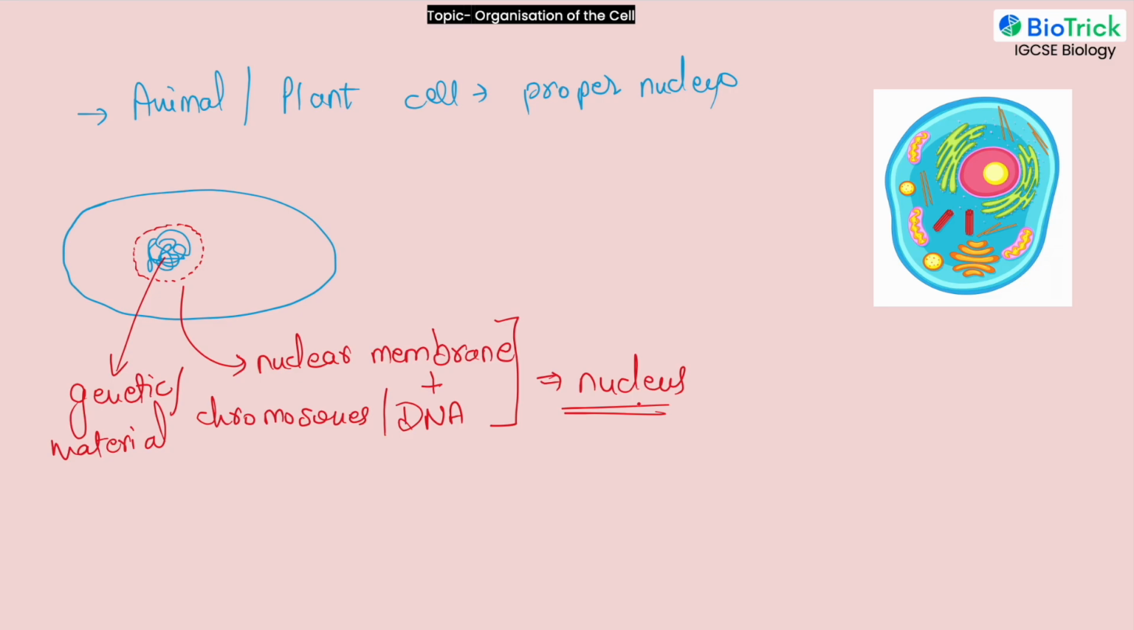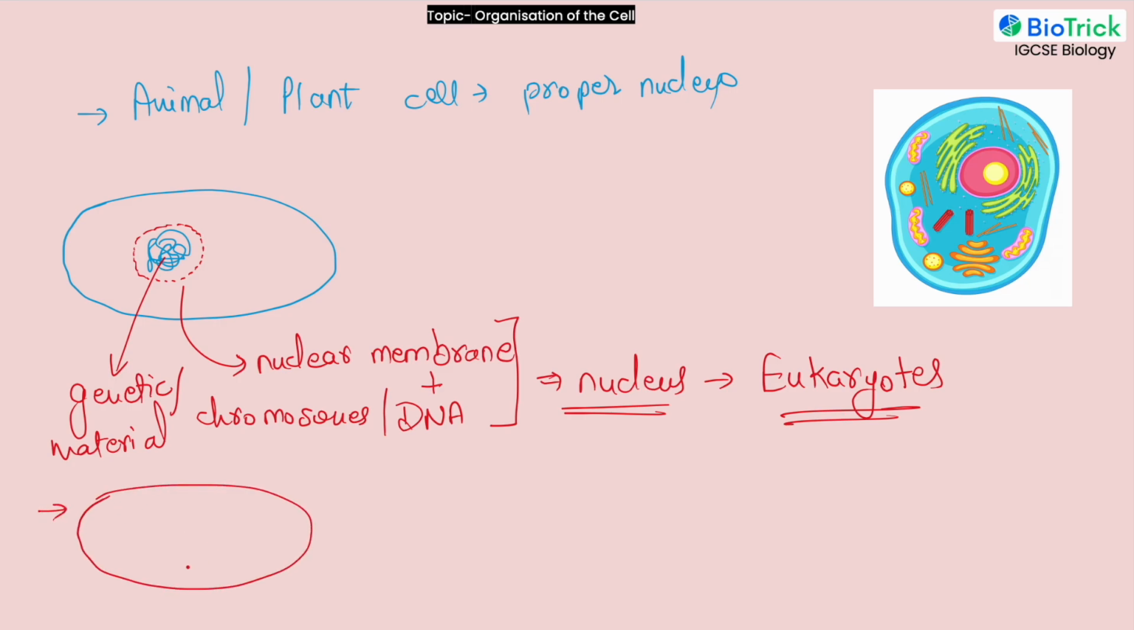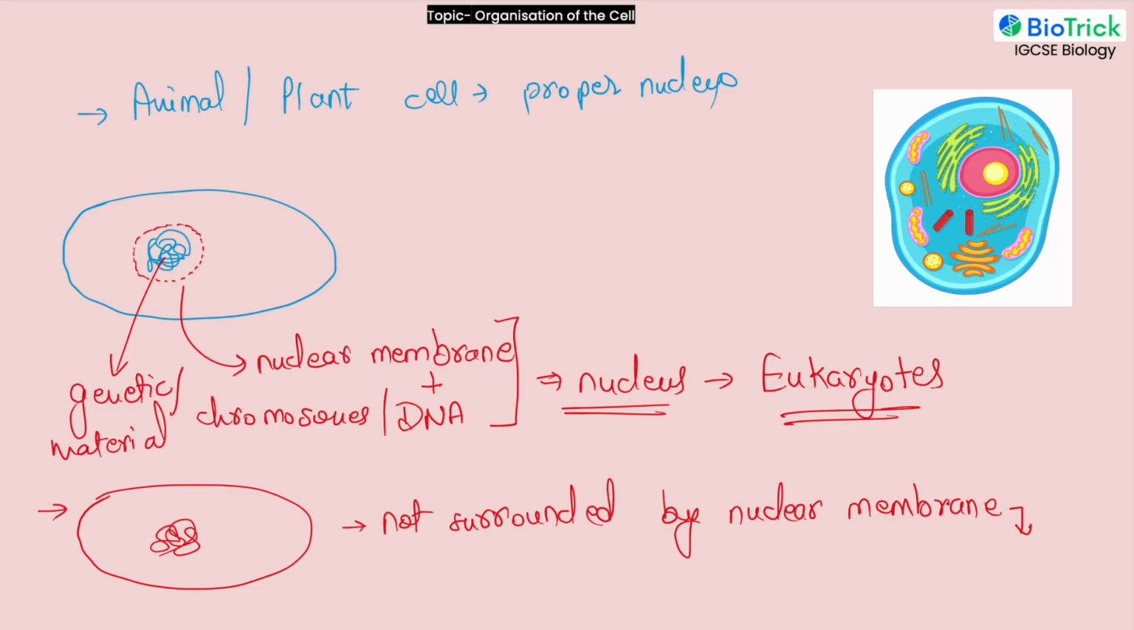It is present in plant cells and animal cells, and the organisms which have this advanced nucleus are categorized as eukaryotes. But in the case of bacteria, let's suppose this is a bacterial cell, the genetic material, DNA or chromosome, is not surrounded by a nuclear membrane. The nuclear membrane or outer covering is missing. So this kind of nucleus is called a primitive nucleus, and that's why bacteria are called prokaryotes. The word karyon here means nucleus.